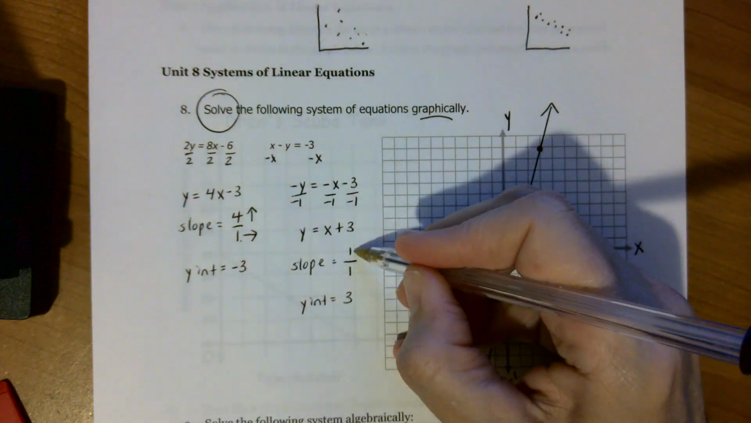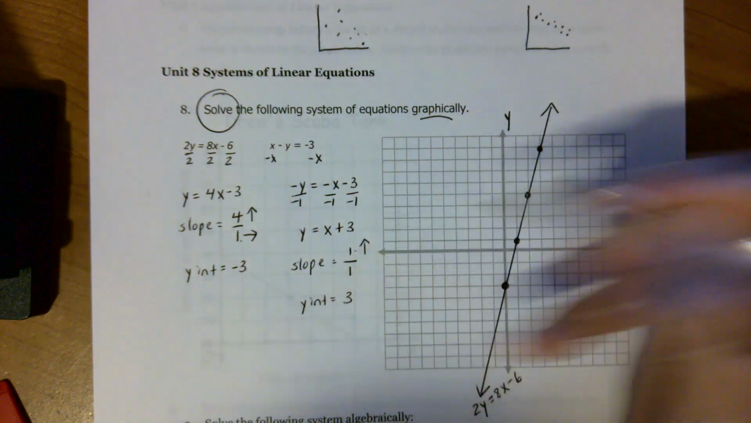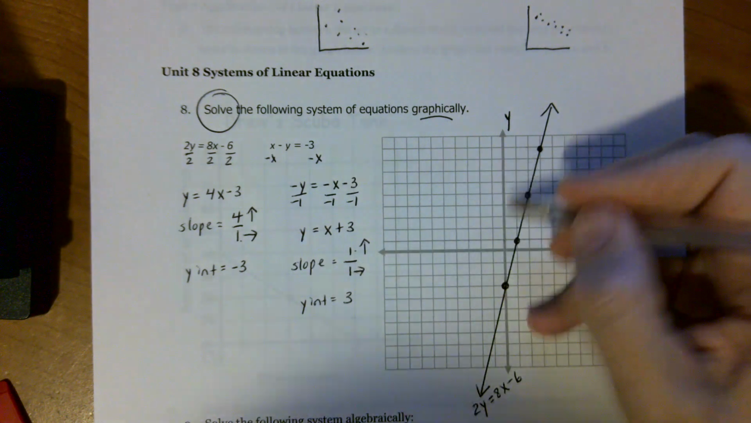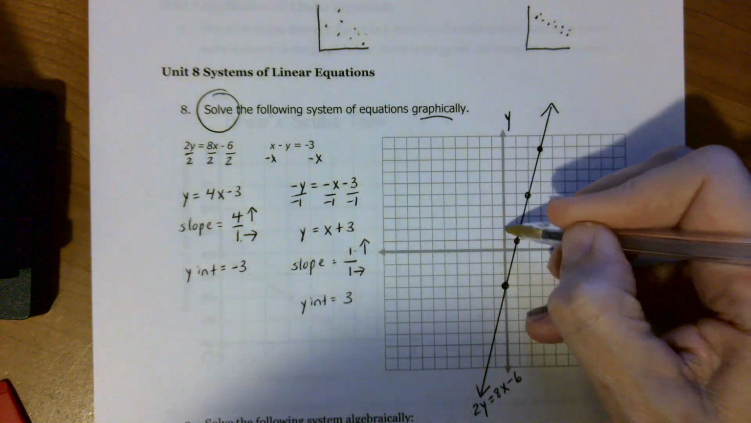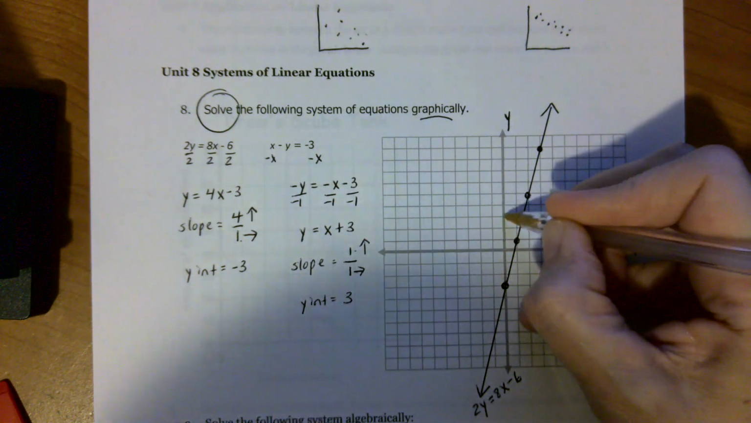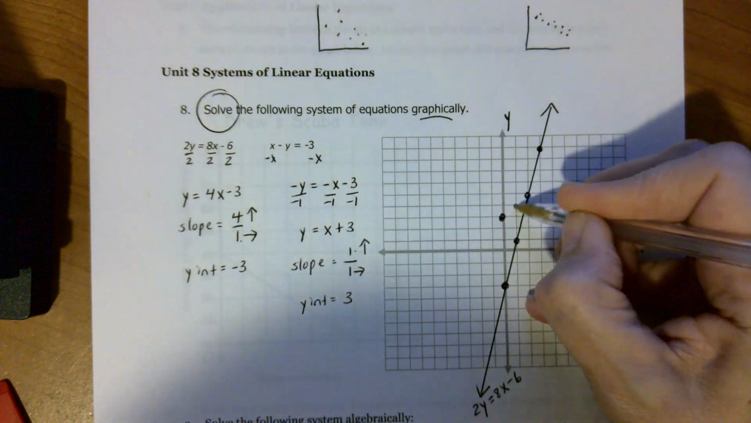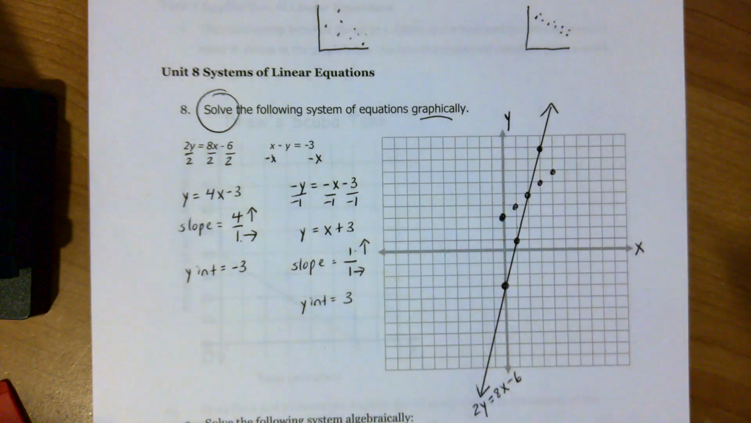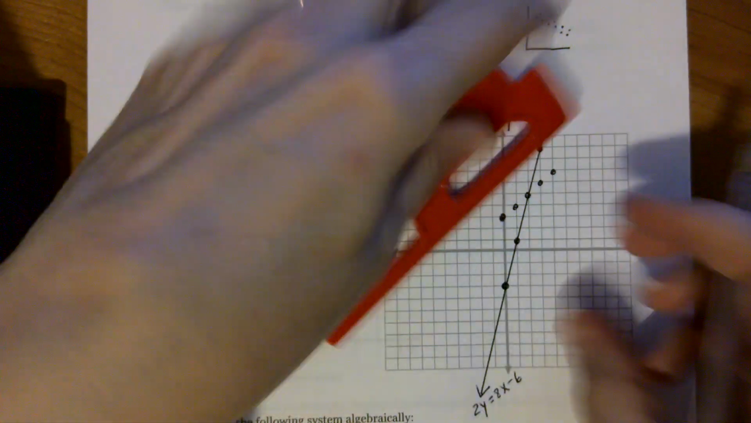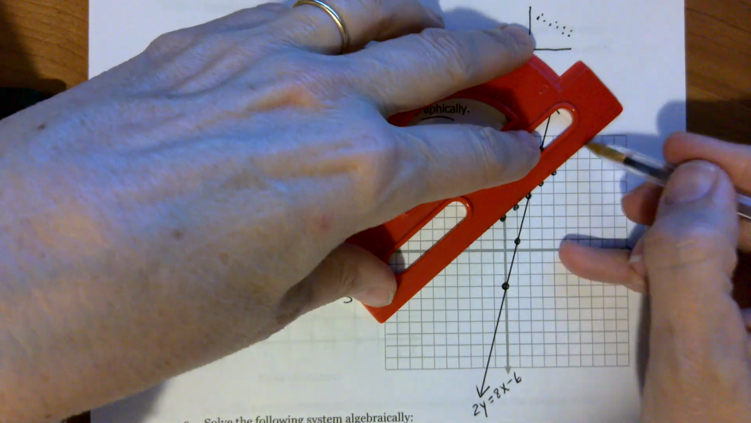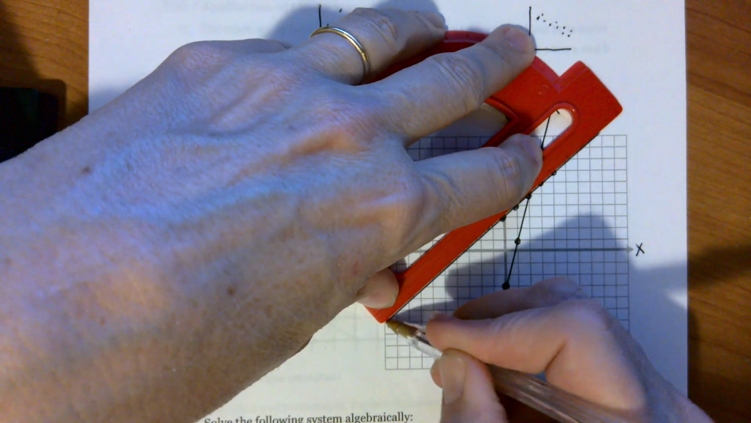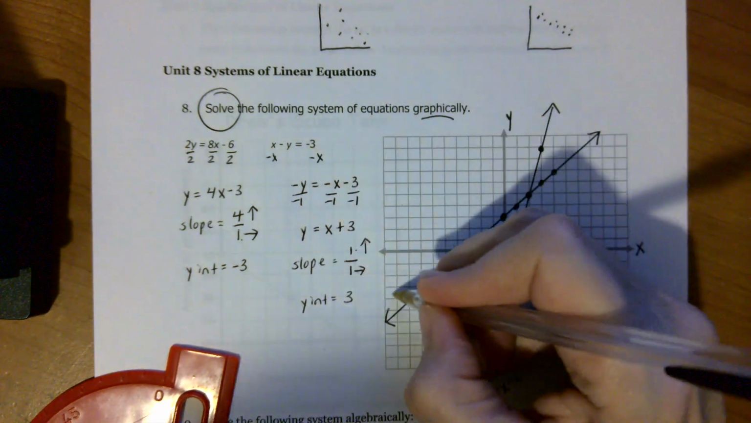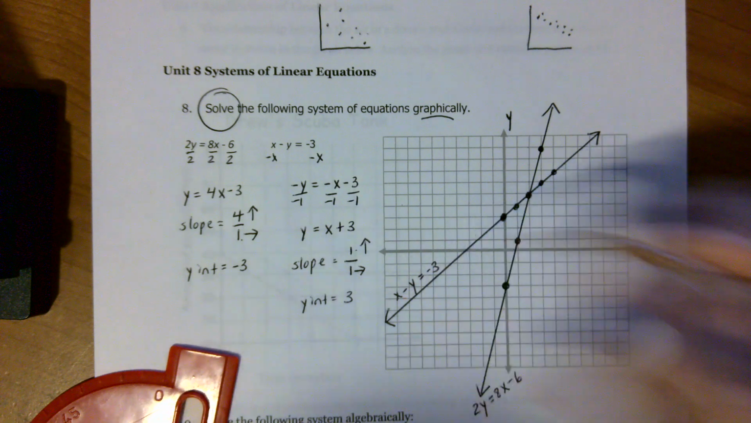A positive 1 for the change in y means I'm going to go up 1. And a positive 1 on the bottom, change in x, means I go to the right. So let's take a look at this. I go up 3 for my y-intercept, put a dot, then up 1 over 1, up 1 over 1, up 1 over 1, up 1 over 1. I take my straight edge, and I'm going to connect the dots and draw a line all the way through. That's called extending my line. And I write my equation somewhere on that line.